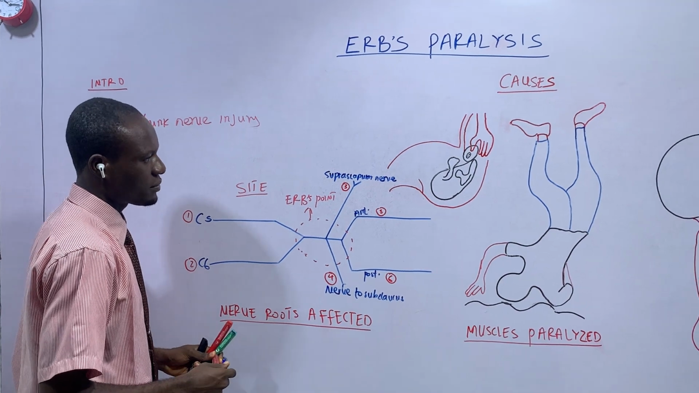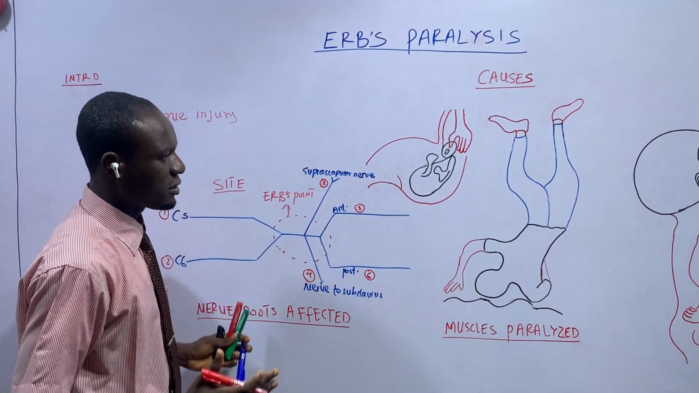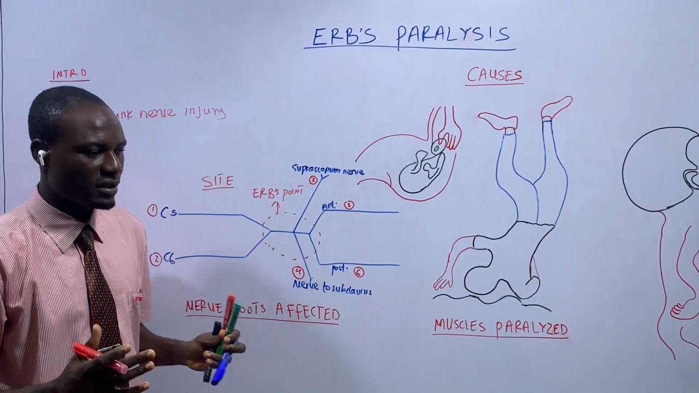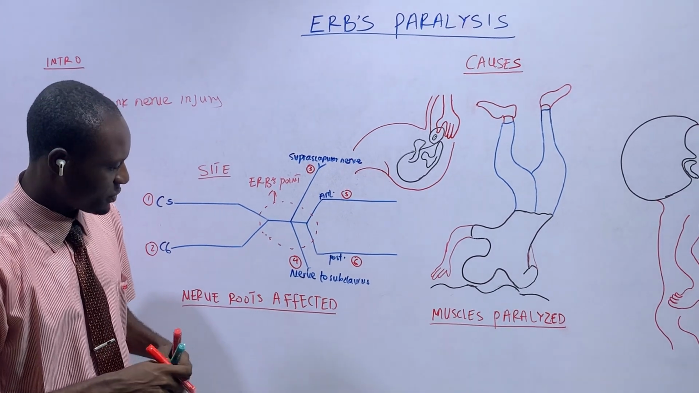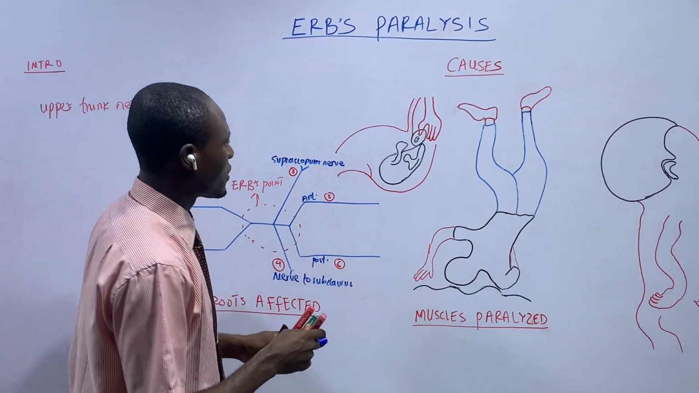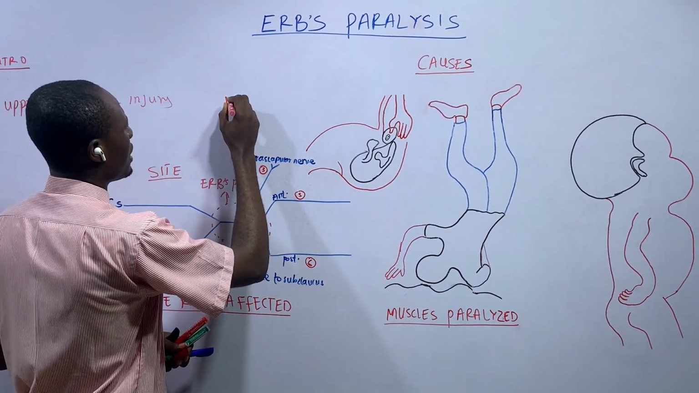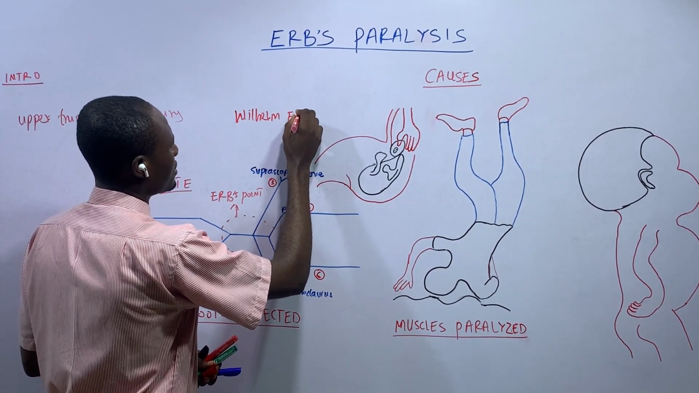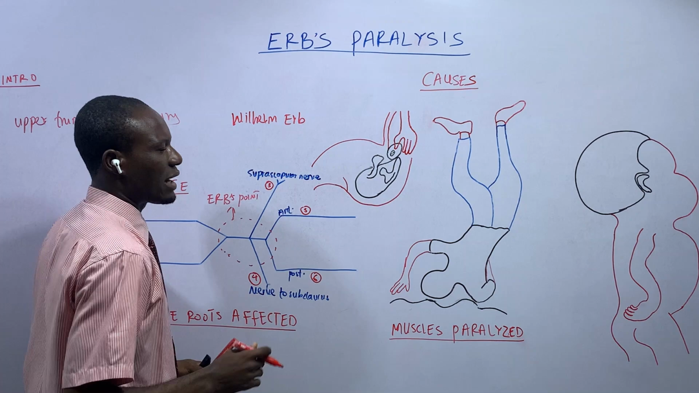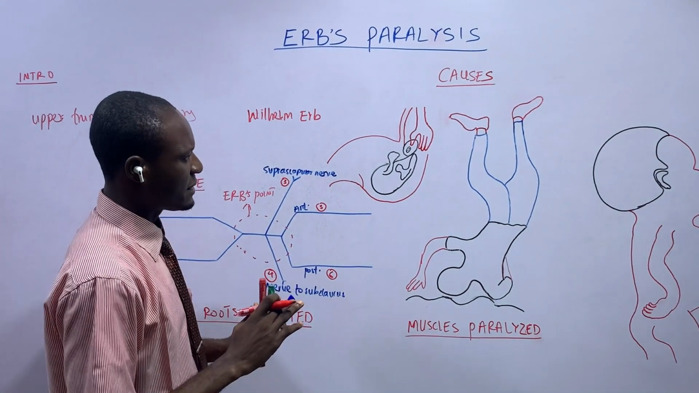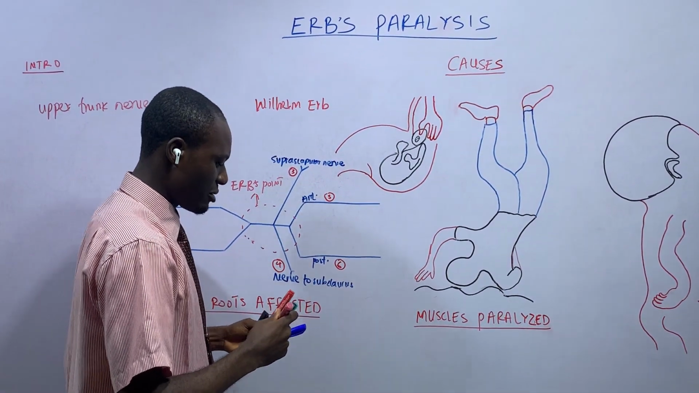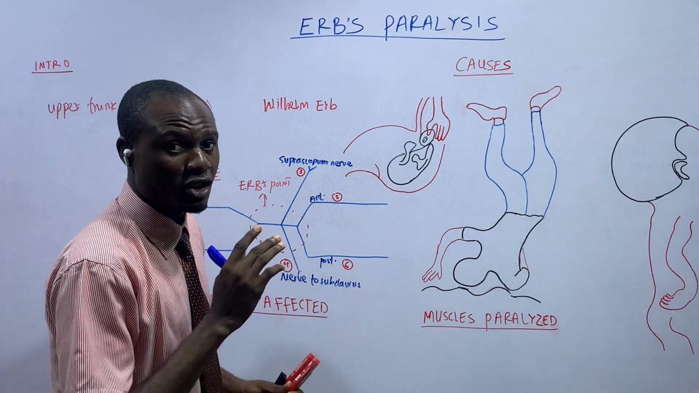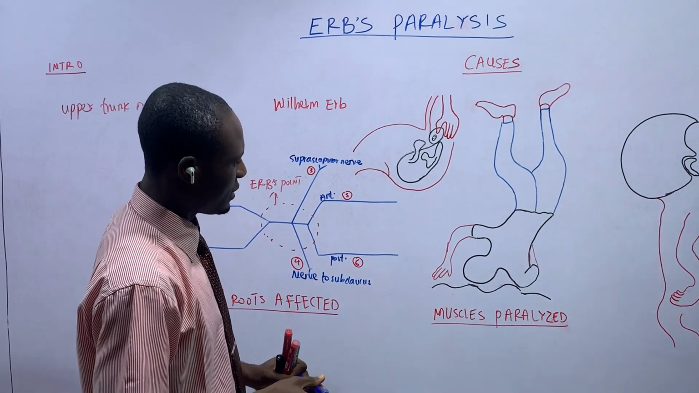All right. So what are the various causes of Erb's paralysis? Well, Erb's paralysis was first described by Wilhelm Erb, and that is why it is called Erb's paralysis. There are so many causes of Erb's paralysis. We'll be looking at the major 2 causes.